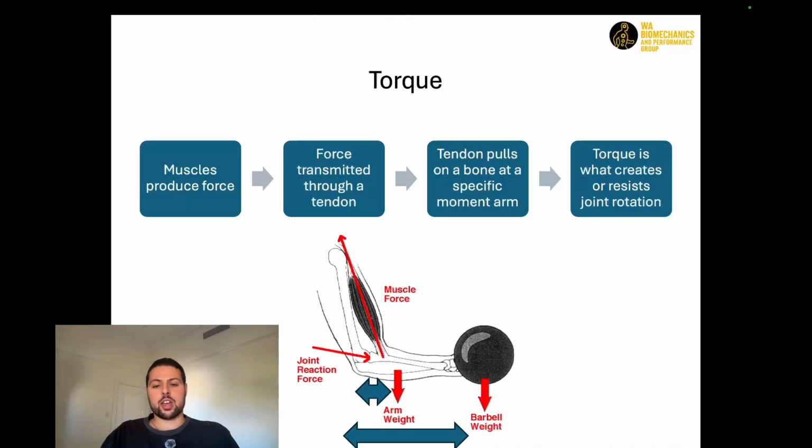And then if we think about torque, right? Torque is essentially the rotational force around an axis. If we relate this to the human body, muscles produce force, so you can see that bicep there, and that force is transmitted through the distal biceps tendon. That tendon will pull on a bone at a specific moment arm relative to the joint, so the elbow. And then the torque is what creates or resists that joint rotation.